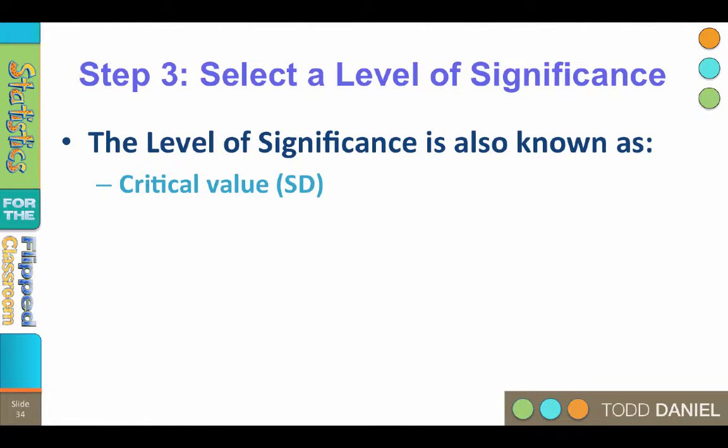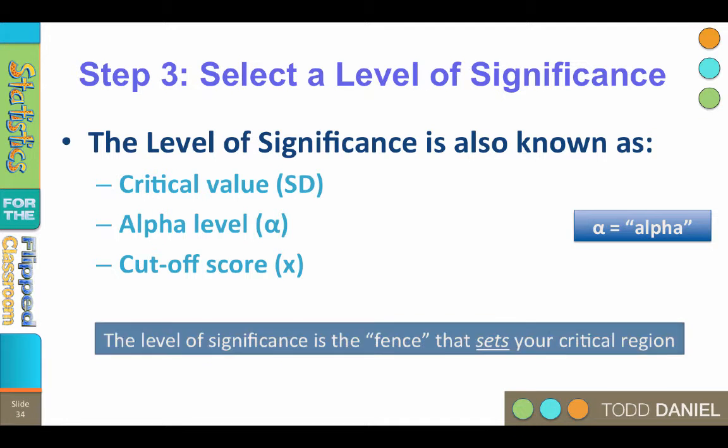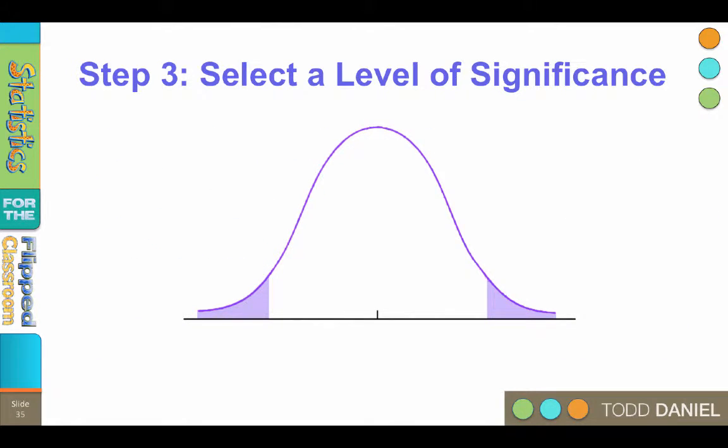If you're talking in terms of how many standard deviations it is from the mean, you might call it a critical value. If you're talking about an alpha level, then you might say alpha equals 0.05. If you're looking at x values on the number line, it will be your cutoff score. Regardless of what you call it, the level of significance is the fence that sets the critical region. So the critical region, also called the region of rejection, is the purple shaded area of the curve. The critical region was set by the fence, and that fence is the level of significance.